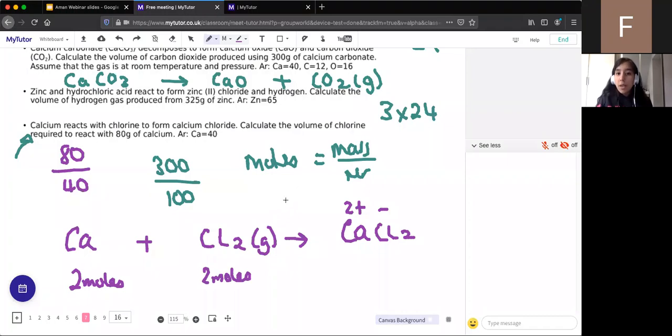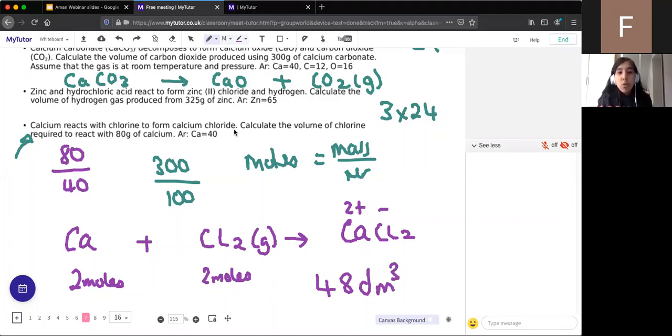And then to calculate the volume, again, we do 2 times 24, because remember our gas equation says that the moles equals volume divided by 24. So what's 2 times 24? 48. Excellent, well done everyone. So the volume of chlorine formed is 48 decimeters cubed.